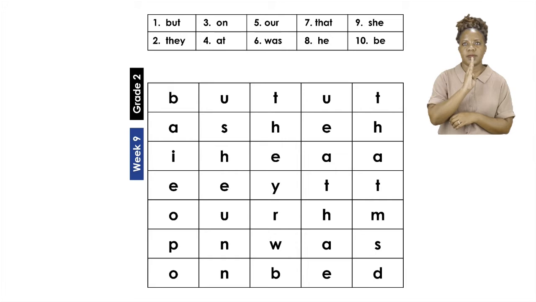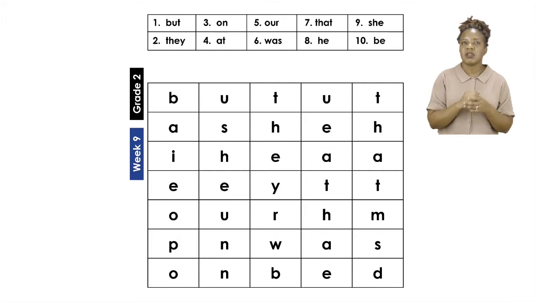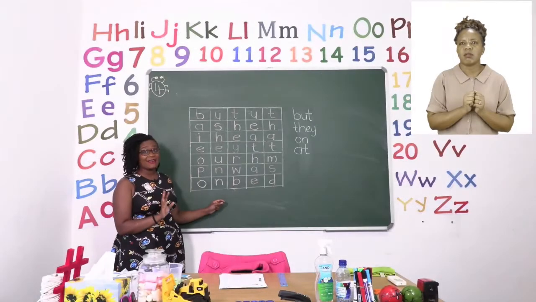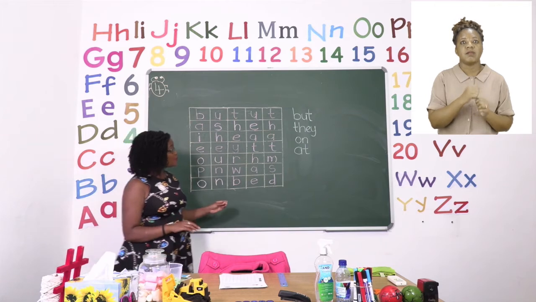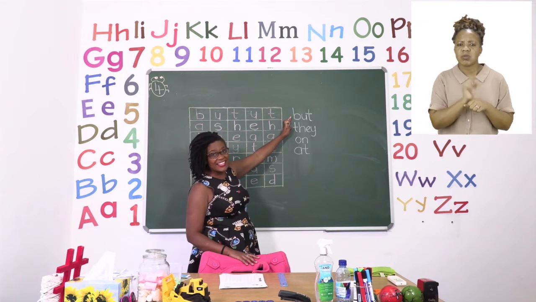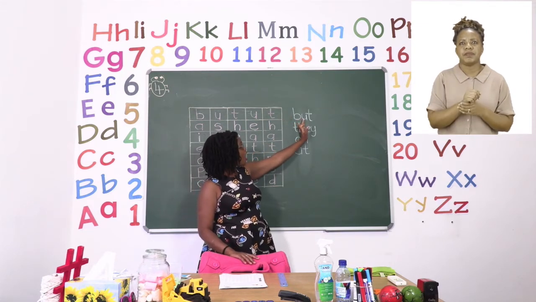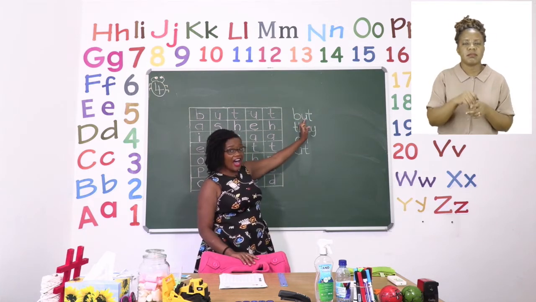Well done, everyone. Now we have to look for these words. So we are going to try and find the first ones. But, they, on, and at. Let's take a look at the board. Now on the board I have the same word search as you do, so you are going to follow me in your book. The first word that we're going to take a look at and look for is the word but. Now you can see that it has a b, a, t. So we are also going to be looking for a b, a, t.